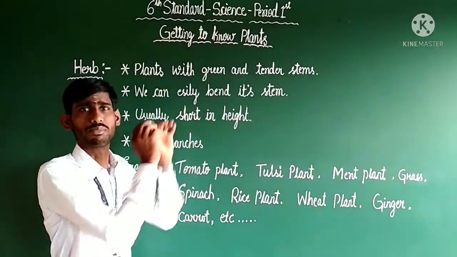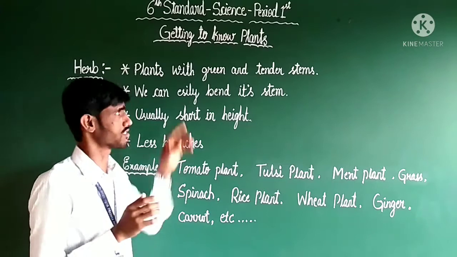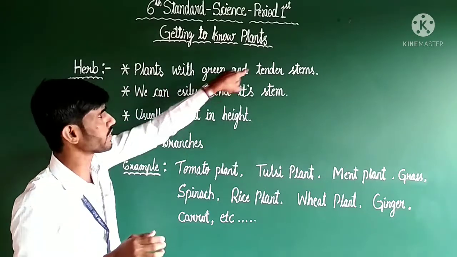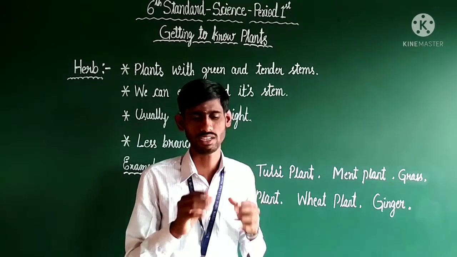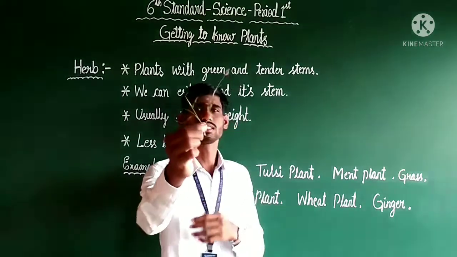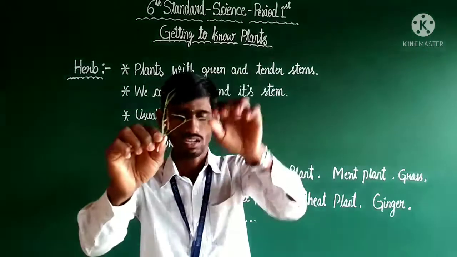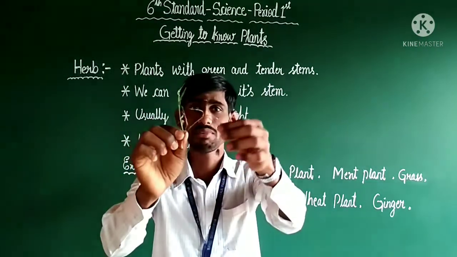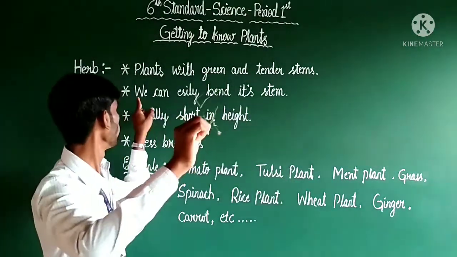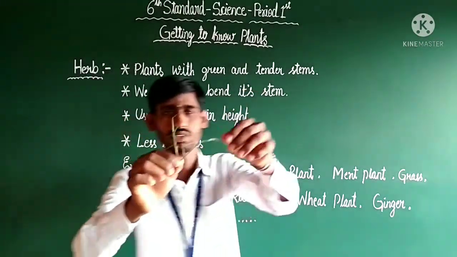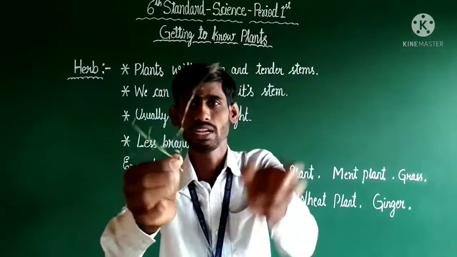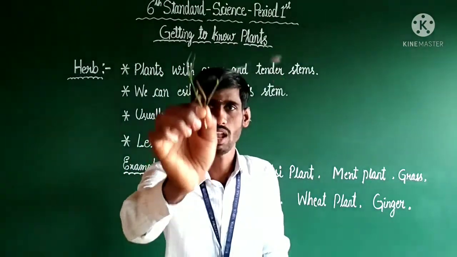This is one of the basic important characteristics: the plants with green and tender stem. What is the meaning of tender stem? Tender stem is nothing but very soft stem. Observe here, dear children. This is an example of herb. How is the stem? We can bend it easily. So observe here. We can easily bend its stem. This is what a tender stem is. This is an example of herb.